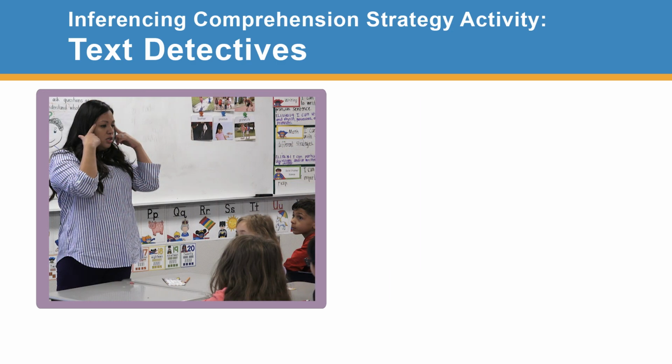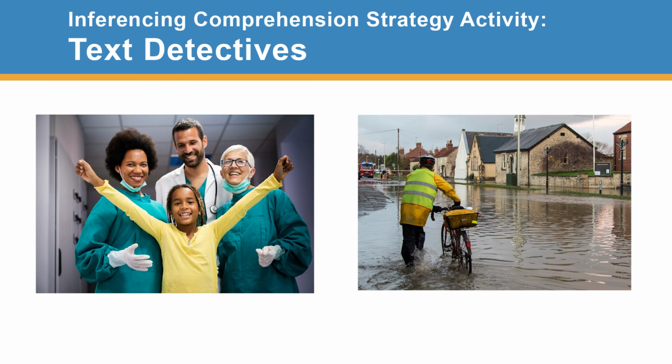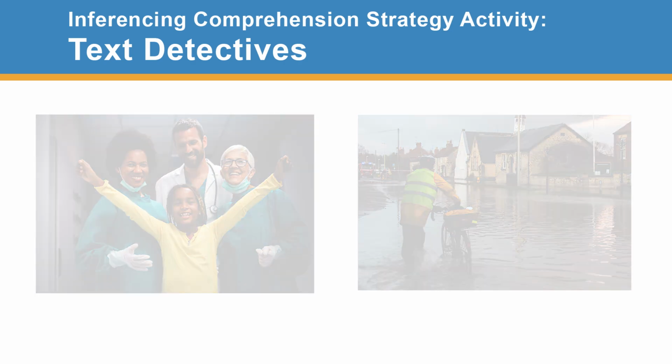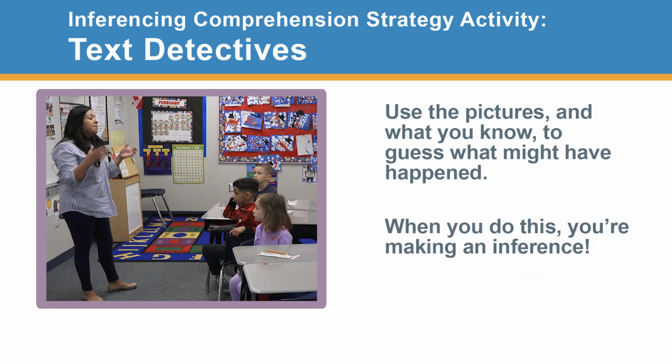First, remind the students that we make inferences every day. Find and choose several interesting images where students might have to infer what happened. Ask them to use the pictures and what they know to guess what might have happened based on what they see. Tell them, when you do this, you're making an inference.